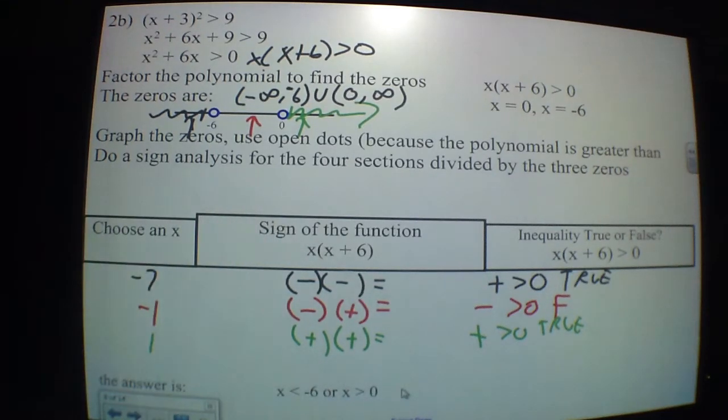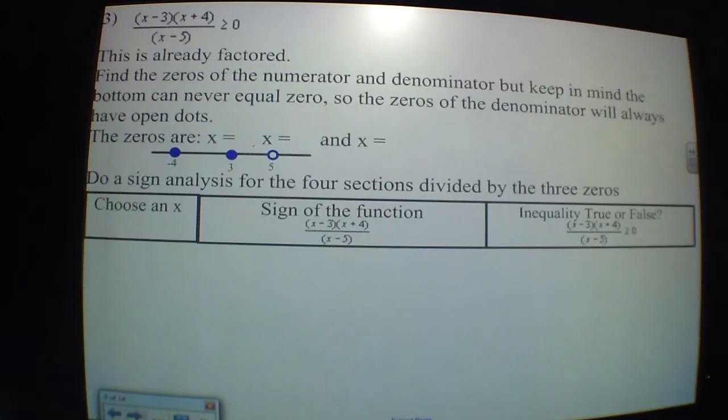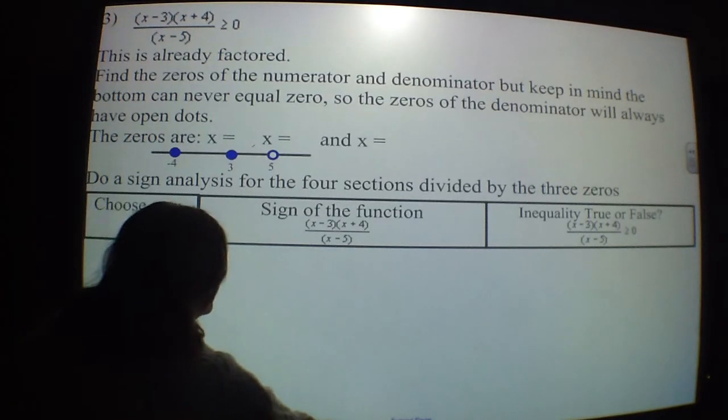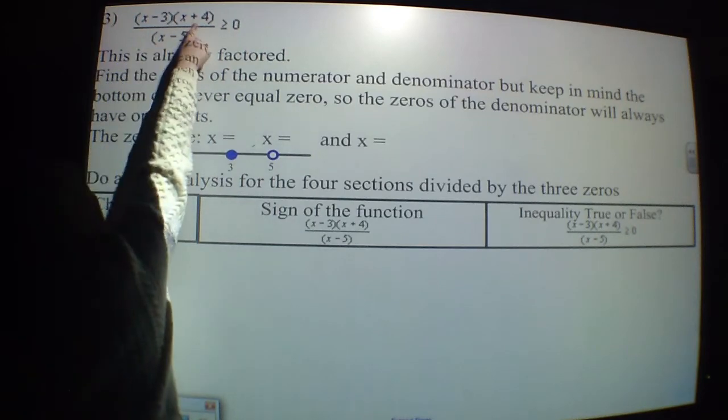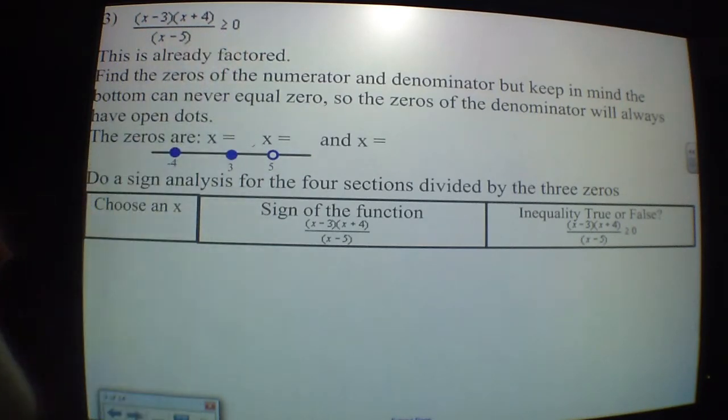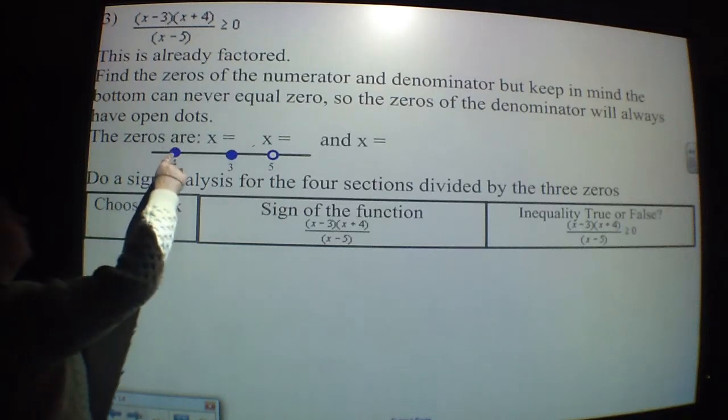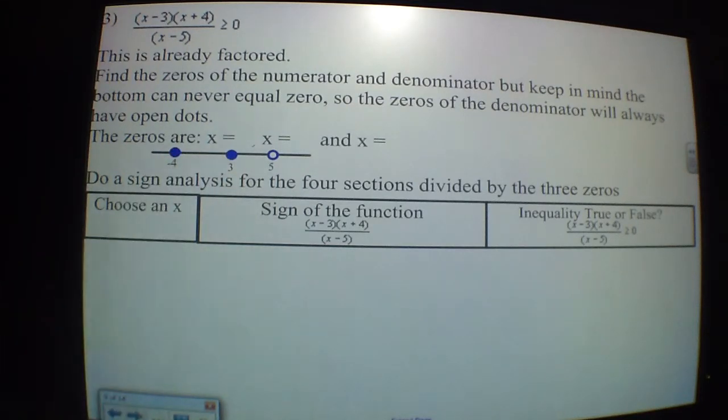Okay? And I'll have you write it in interval notation. The next one, this is already factored, the top and the bottom. But if it was not factored, you would need to factor the top, you would need to factor the bottom. So now, find the zeros of the numerator, find the zeros of the denominator. So the zeros of the numerator are 3 and negative 4. Greater than or equal means closed circles for the numerator. So negative 4 and positive 3 are closed circles.